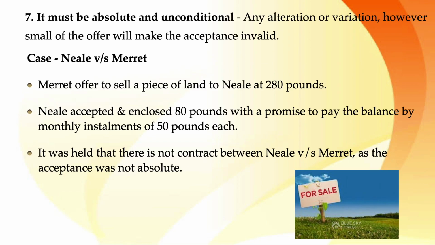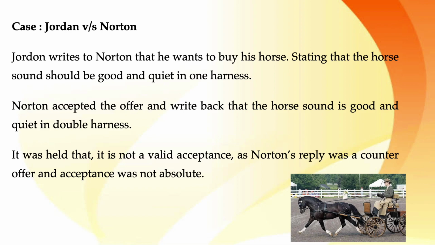Hope you have understood point number 7: acceptance must be absolute and unconditional. In this case, Neale versus Meerit, he also accepted the offer of Meerit, but then he made his own alterations to the offer, which was invalid in the eyes of law. In the case of Jordon versus Norton, even Norton accepted the offer but made his own alterations to the original offer, and therefore both these cases were termed as invalid acceptance. Is that clear?